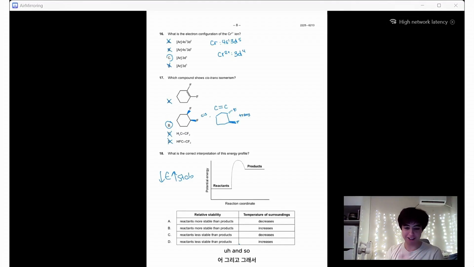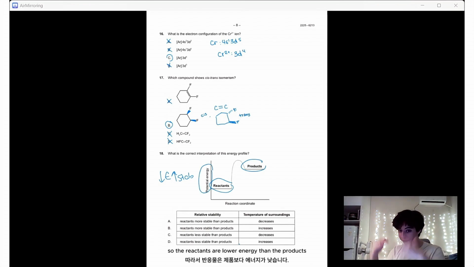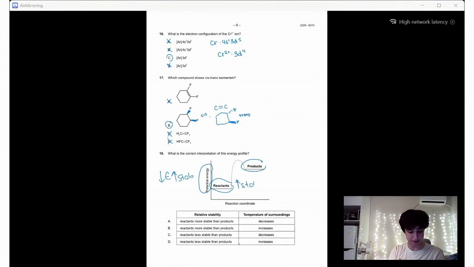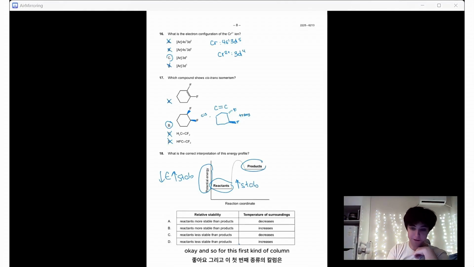And so whenever you're looking at the reactants versus the products, this axis is showing the energy. The reactants are lower energy than the products, so the reactants are going to be more stable. So for this first column, reactants more stable than the products, that would be right, taking C and D out of the running.